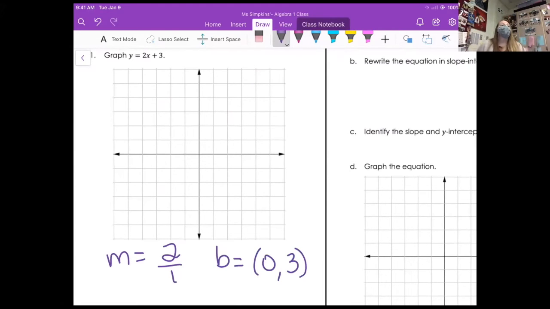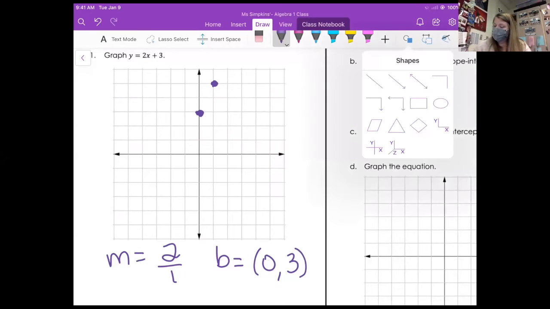Okay, so let's graph it. So our first point is going to be wherever the y-intercept is. 0, 3. 0, 1, 2, 3. That's where you're going to put your first point. From there, we're going to apply the slope. So from here, we're going to go rise, up 2, run 1. So up 2 and right 1, we're going to put a second point. So again, I graphed my y-intercept, 0, 3. From there, I went up 2 and right 1, and I put a second point. That's enough. From those 2 points, you can draw a line.